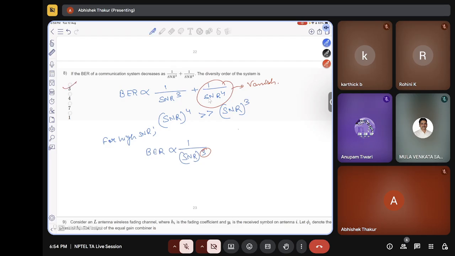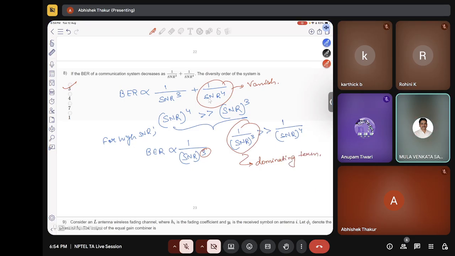Why we have written like this? Because if this is given, then 1 by SNR cube is much greater than 1 by SNR to the power of 4, and this is our dominating term. So option A is the correct answer for that question.